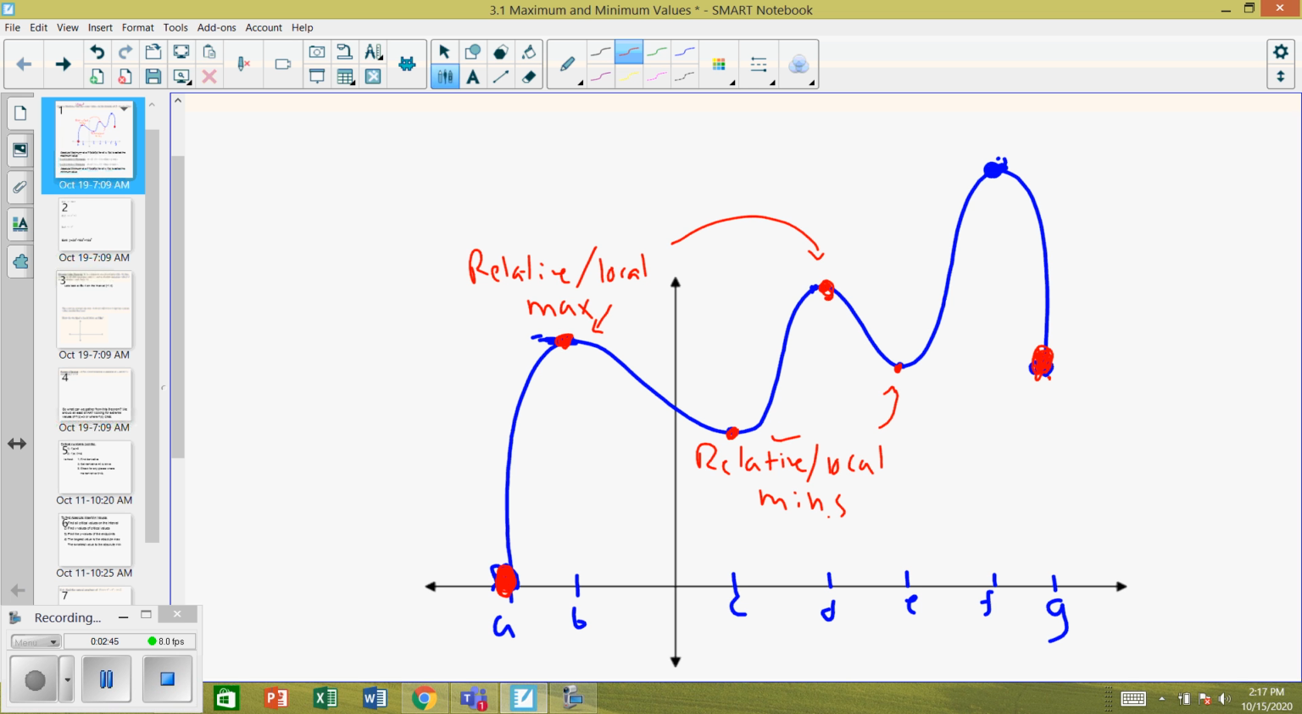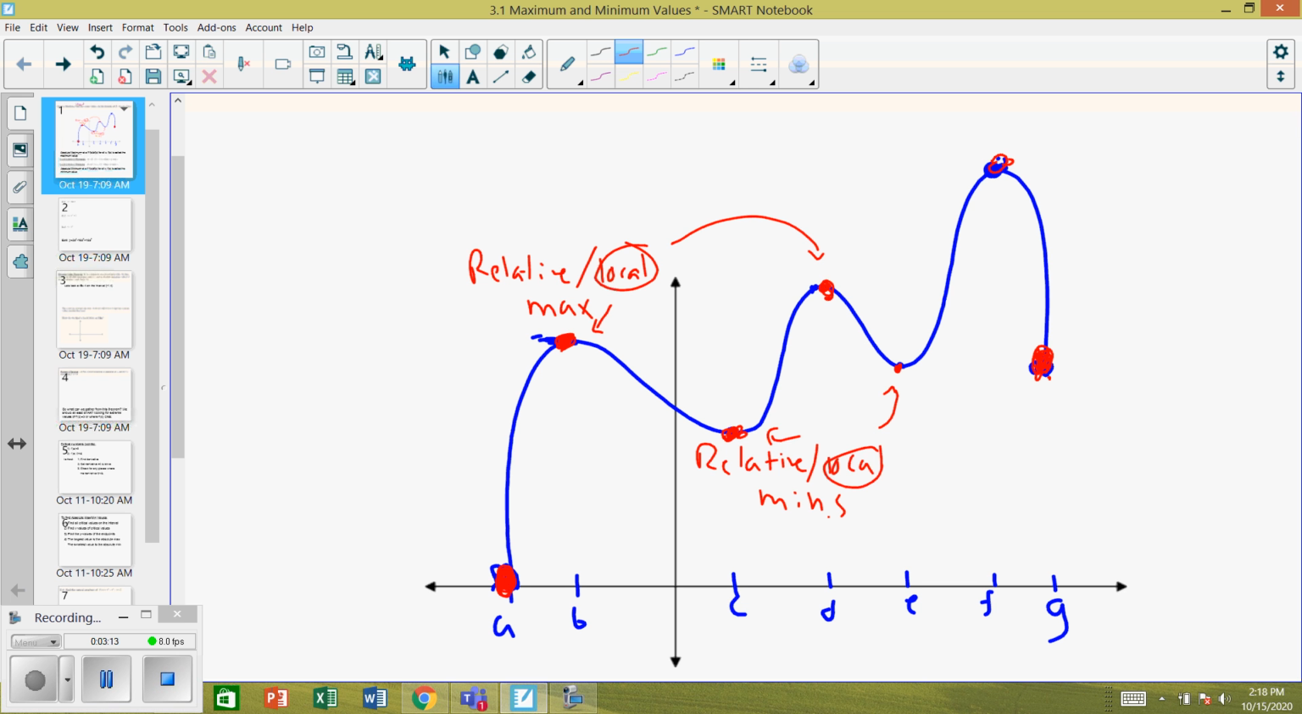Now I think we can tell why. At these points, it's like being on the top of a hill or at the bottom of a valley. Either way, you can tell that locally, keyword locally, it is a max or a min. It's not the overall max or the overall min, because there are values higher or lower than them on this curve, but relative to their general area, they are considered maxes and mins.